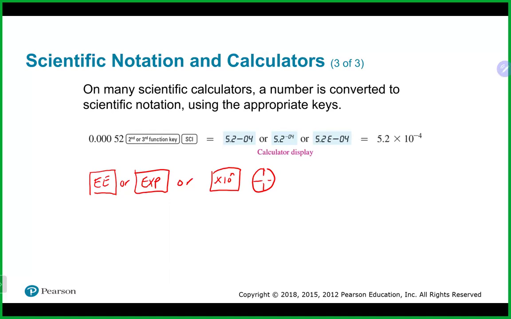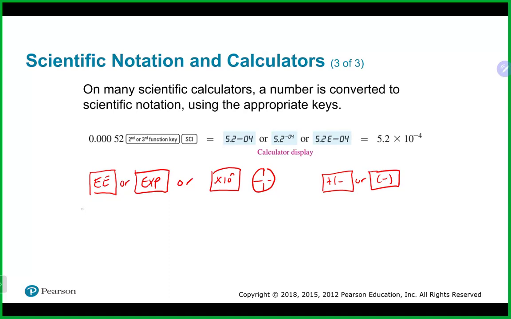In addition, another really important button is the negative button. And on most people's calculators, it looks like that, or it may look like this. So those are the two common change the sign buttons. I call them negative buttons, but it kind of changes the sign of whatever you're doing. These two buttons are really important, especially when you're typing numbers in scientific notation into your calculator.